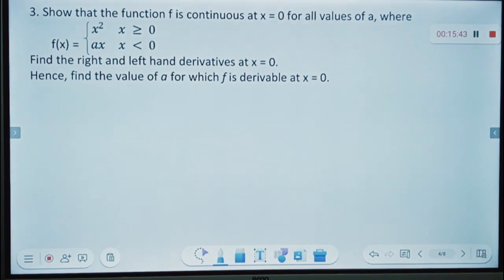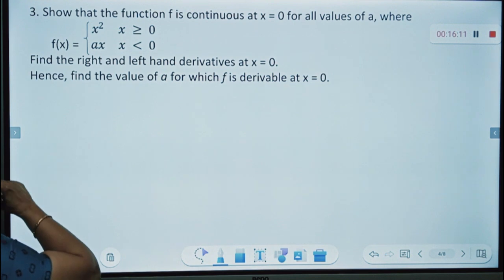Now look at this problem. Show that the function f is continuous at x equal to 0 for all values of a, where f of x is x square when x is greater than or equal to 0, ax when x is less than 0, and also find the right and left hand derivative. And find a if f is differentiable at x equal to 0. Given that f is differentiable at 0, you have to determine the value of a.